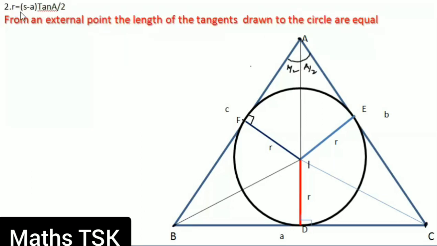Second theorem is we have to prove r is equal to (s minus a) tan A by 2, which is equal to (s minus b) tan B by 2, which is equal to (s minus c) tan C by 2. So first of all, we prove (s minus a) tan A by 2. Similarly, you can prove for the remaining.